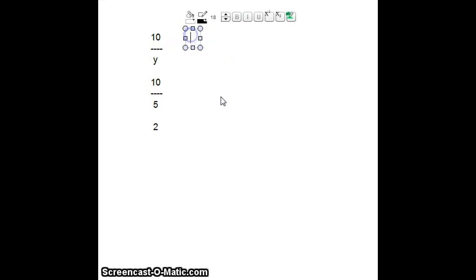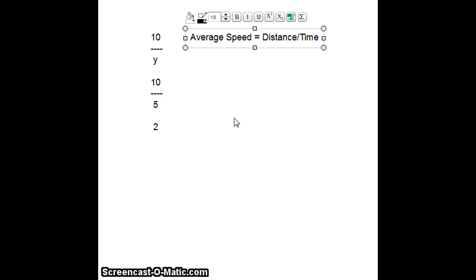Average speed is given by the following formula. Average speed equals distance divided by time. Or you can just say AS equals D over T. Simple thing. So what we want to do is find the average speed in miles per hour of a car that traveled 180 miles from Boise, Idaho to the Minidoka National Wildlife Refuge in 3 hours. Well, here's what we have to do.